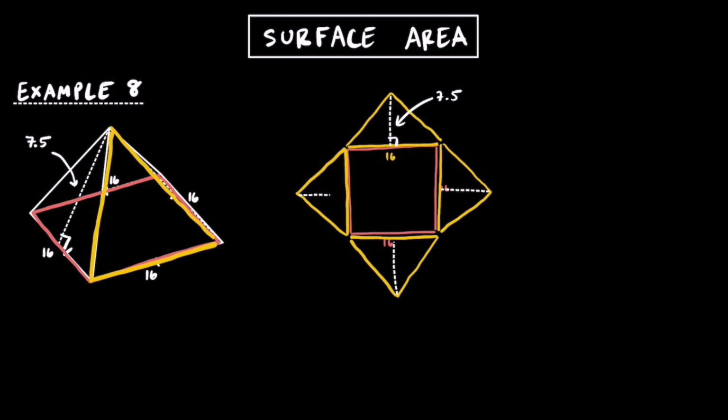All right, so there you go. There's our net for this pyramid. So let's go ahead and see if we can find the surface area now. I'll start with the square in the middle. This square we know is going to be 16 by 16.